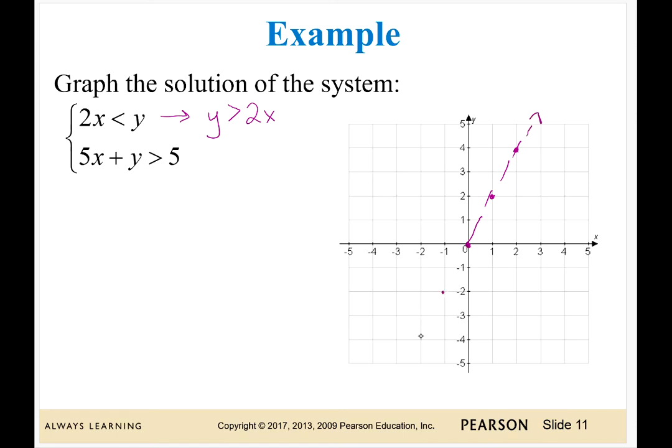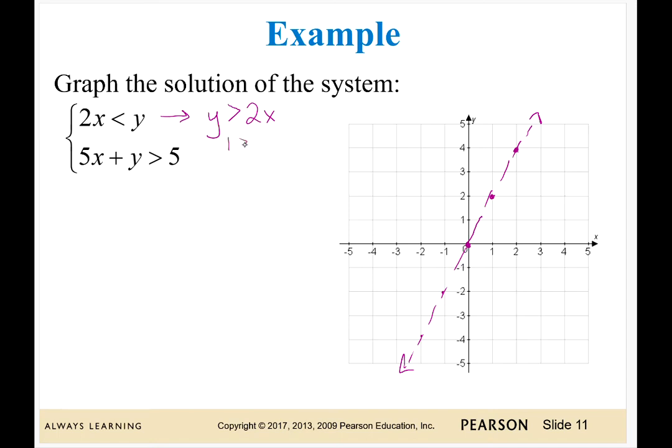And if you want to go backwards a little bit, it just kind of helps. Okay, so that's your first line. Notice when we're shading this one, we can't use 0, 0 as a test point, because it's on the line. So maybe choose the point 1, 1. Like I notice 1, 1 isn't on here.